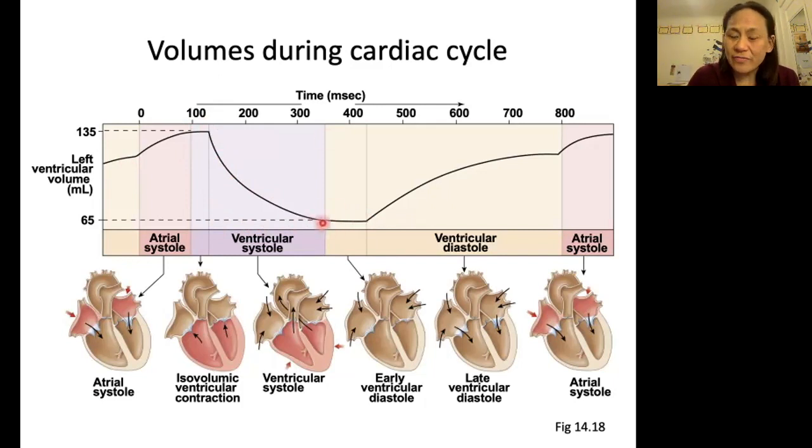At the end of ventricular ejection, we're going to get to isovolumic ventricular relaxation, where we hit our lowest level, okay? And then once those AV valves open up again, we're going to start to fill the ventricles again. Okay.